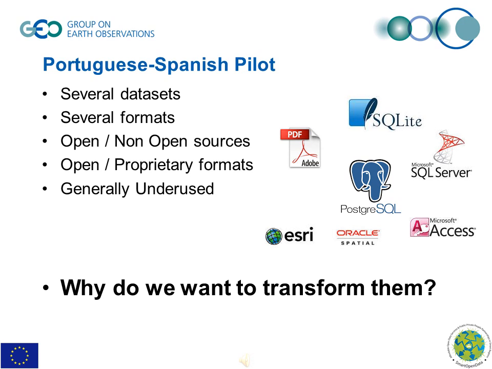Regarding the Smart Open Data Portuguese-Spanish pilot, we can highlight that we are using several datasets, more than 20, and these datasets are stored in several formats, such as PDF, very common, SQLite, Oracle Spatial, shapefiles, Microsoft Access, and others. The main question is, why do we want to transform them? This is one of the aims of the project, to translate them to a unified and standard format. Also, there are several datasets that are currently underused, and on the other hand, they contain very useful information.